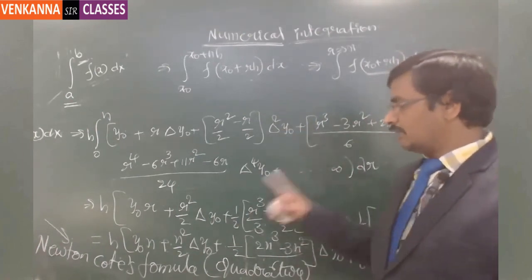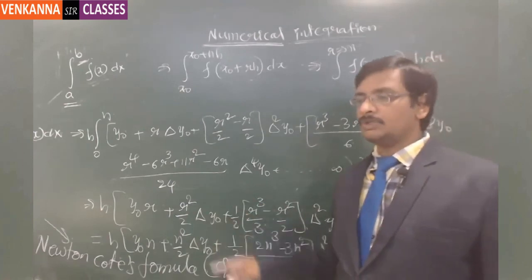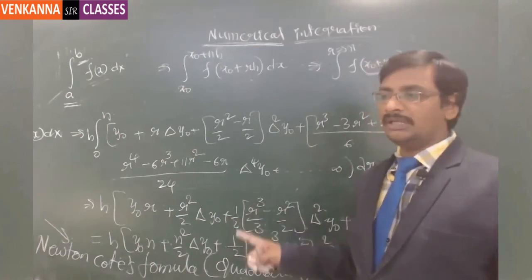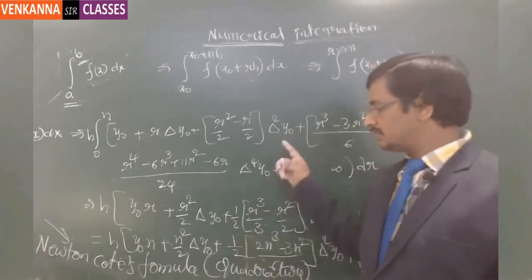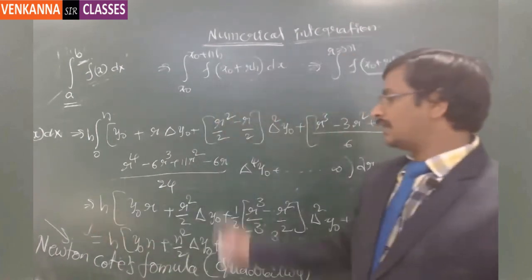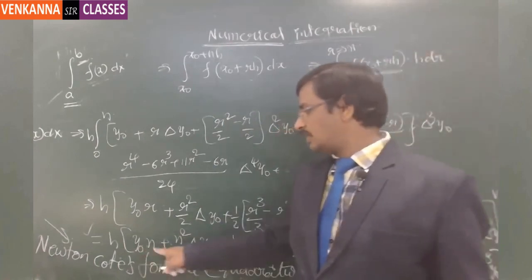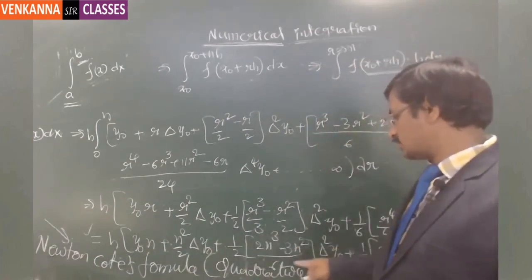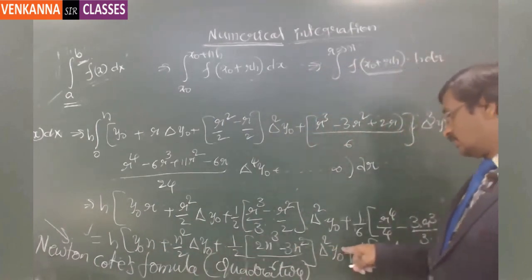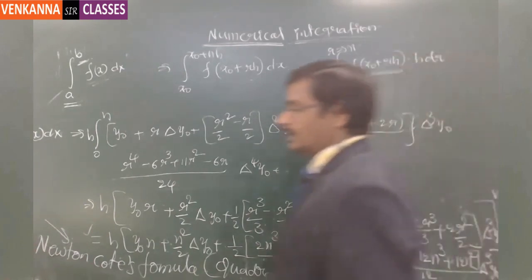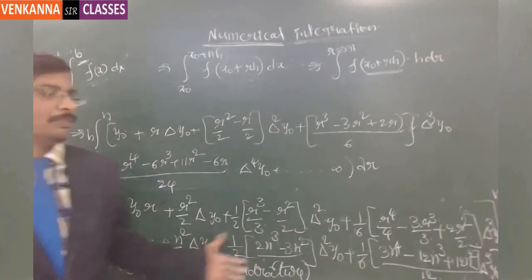Now in this equation, if n equals 1, we call this the trapezoidal rule, if n equals 2, Simpson's 1/3 rule, and if n equals 3, Simpson's 3/8 rule. This is how you can derive all the equations from this single equation: integral f of x dx is equal to h times y naught into n plus n square by 2 times delta y naught plus 1 by 2 times (2n cube minus 3n square) by 6 into delta square y naught, plus 1 by 6 times (3n power 4 minus 12n cube plus 12n square) divided by 12 into delta cube y naught. Like this, the formula will keep on increasing.